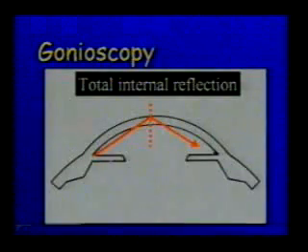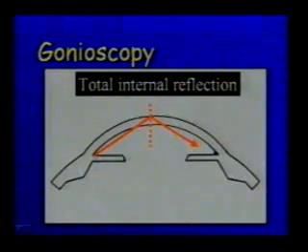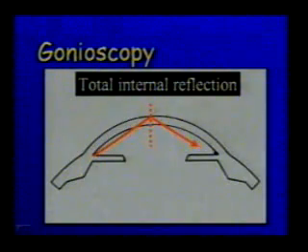Gonioscopy is to examine all these structures. Normally the angle cannot be seen except by applying a special lens, because rays coming from the angle cannot reach outside because of a phenomenon known as total internal reflection. Rays cannot pass outside. When we apply the gonioscope, the cornea is cancelled from the optical point of view and rays can reach the outside.